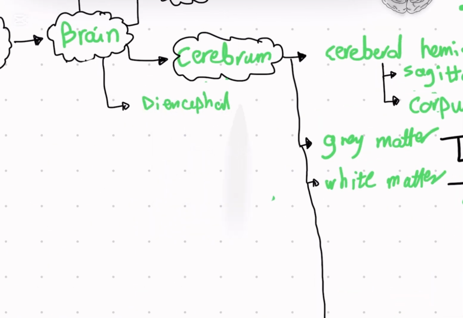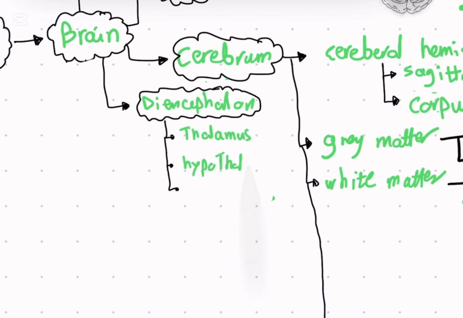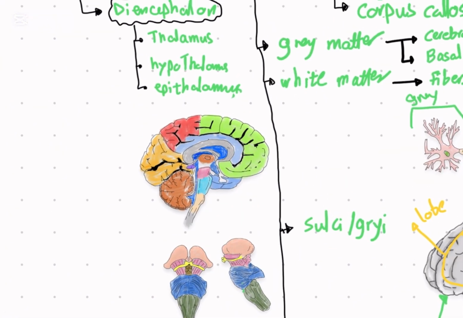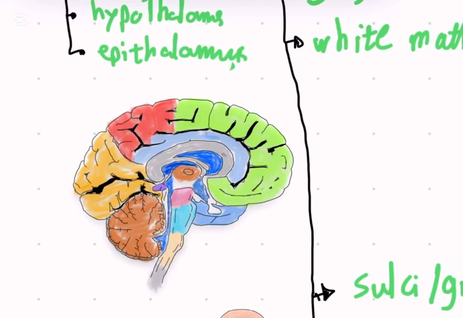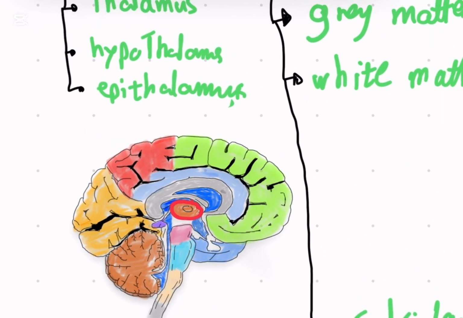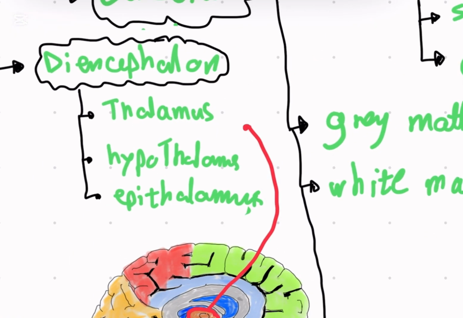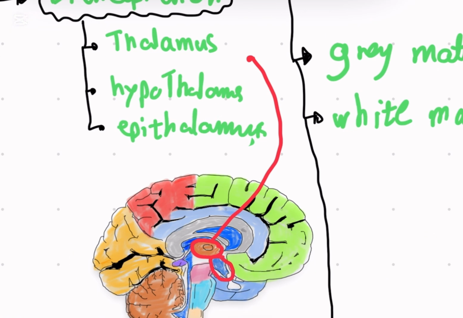The diencephalon is located in the center of the cerebrum and it is composed of the thalamus, the hypothalamus and the epithalamus. Each part has its own function, but let us look at them in the drawing here. So in the medial view here, in the center of the cerebrum, you can see this part is called the thalamus. Posteriorly, we have the epithalamus and anteriorly, we have the hypothalamus.